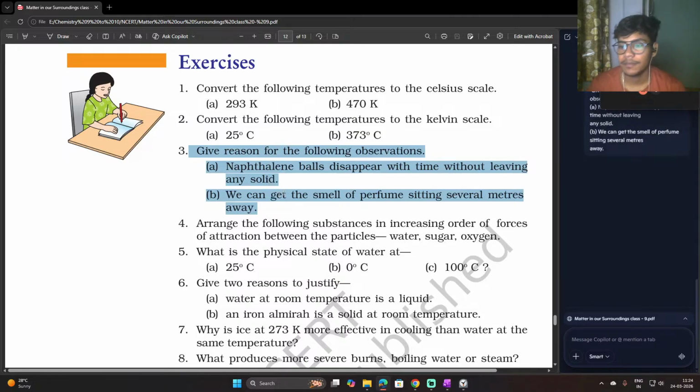Why does it happen? What answer will they give us? Let's see.